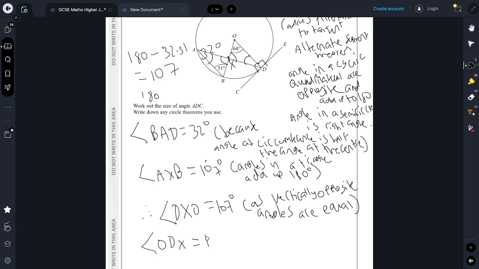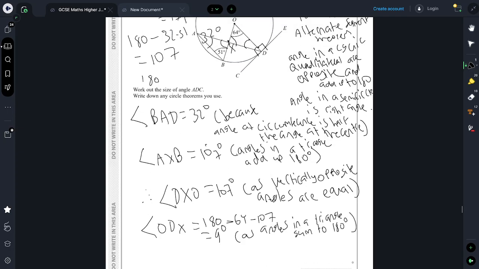Well, that's going to be 180 minus 64 minus the x, the one we worked out, 107. Well, 64 plus 107 is 171. So angle ODX has to be 9, right? 180 minus 171 has to be 9, as angles in a triangle again sum to 180.